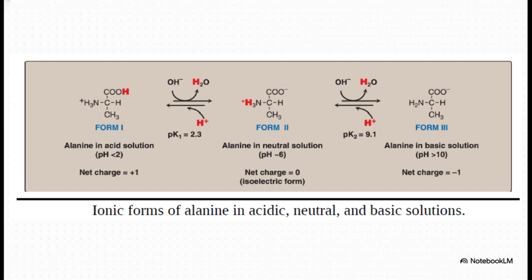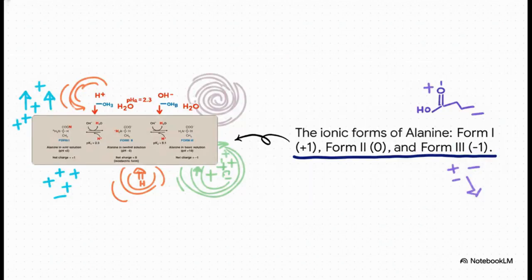In a really acidic environment, it's form 1, with an overall positive charge. At a more neutral pH, it puts on its zwitterion costume, form 2, with that 0 net charge. And then, if you put it in a really basic solution, it switches to form 3 with a net negative charge.